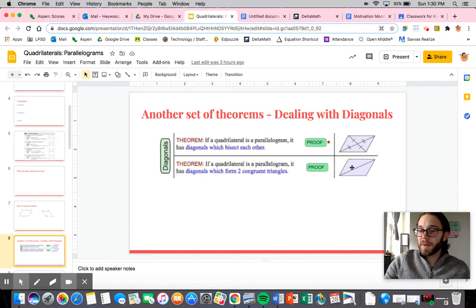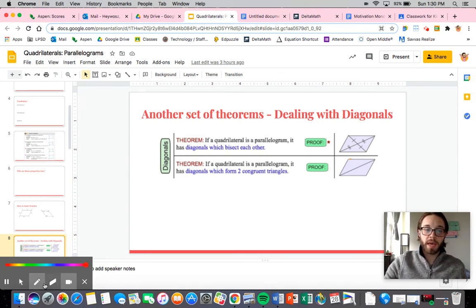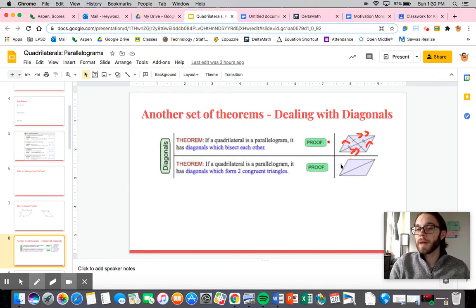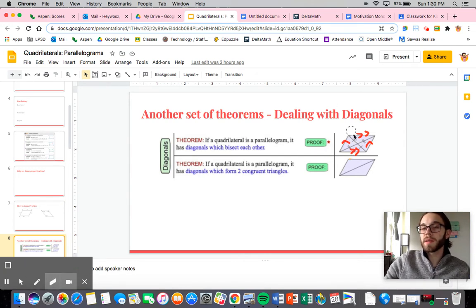The first piece of information is if this is a parallelogram. So if we have a parallelogram, which again means that the sides are parallel, then the diagonals bisect each other. Well, where does that come from? Just from a quick inspection, without knowing that these are going to be the same, right?